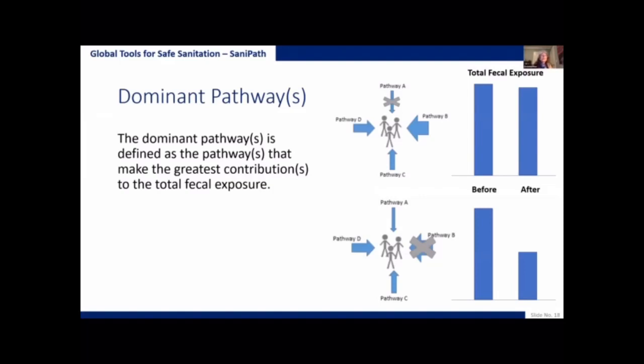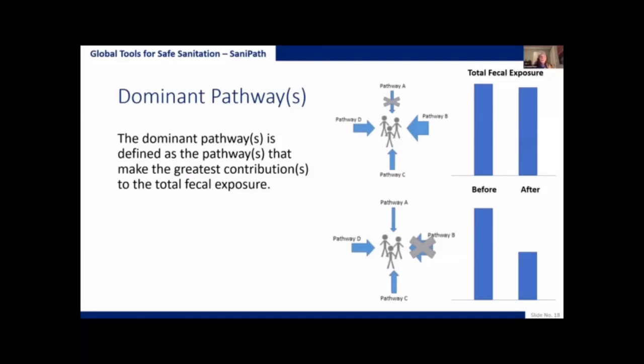So in particular, our tool focuses not just on identifying all of the exposure pathways, as you see here on the top, but also on those environmental pathways that make the greatest contribution to total fecal exposure in the environment. So here on the top, you see 4 pathways, A, B, C, and D. And if you focus your interventions and your efforts on pathway A, you may see only a small change in total exposure to fecal contamination.